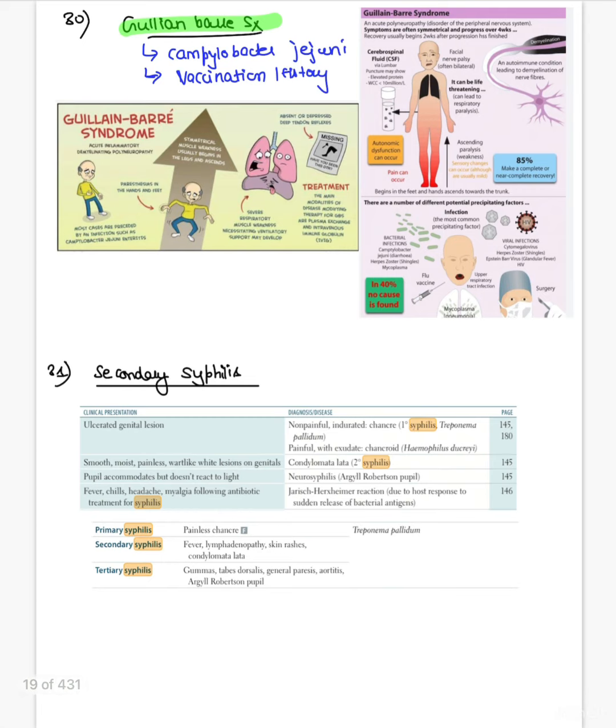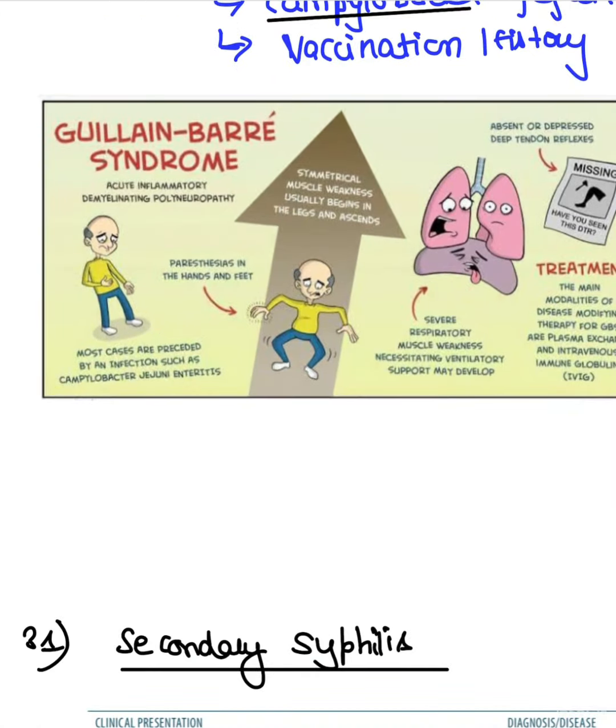Then the next question was of Guillain-Barré syndrome. Basically what happens here, this is a lower motor neuron disease. As a result, you will have weakness and paralysis of the lower limb, and loss of sensation. This may be due to Campylobacter jejuni or giving a history of vaccination, guys. This AIDP, acute inflammatory demyelinating polyneuropathy, is the most common type. Here you will have paresthesia, and most cases are caused by Campylobacter jejuni.